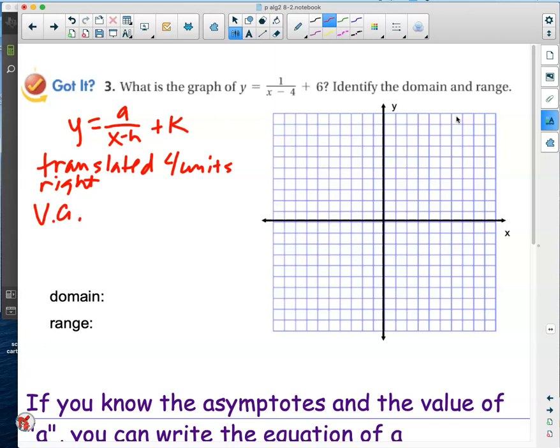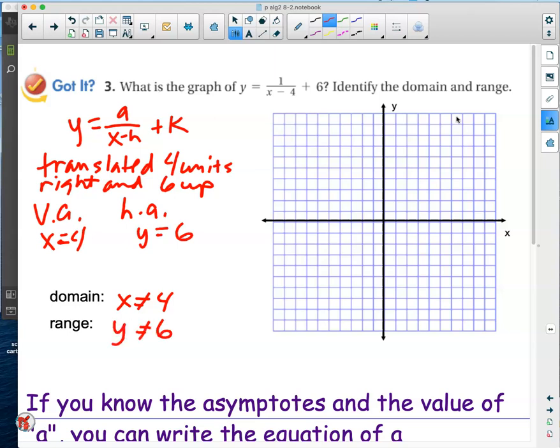I'll just put VA at x equals 4. So I could, if I want to, go down to the domain right now and say x can't be 4 because the vertical asymptote is there. And then my horizontal asymptote, that's the k value that's in the back. So it was translated 4 units to the right and 6 up. So that's going to be y equals 6. And my range will say, hey, use whatever you want, but you can't use 6 because that's our asymptote.